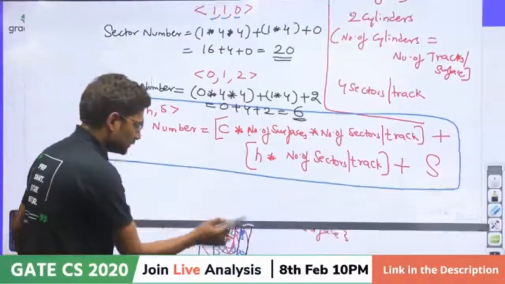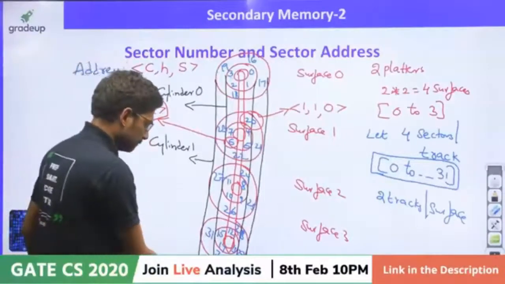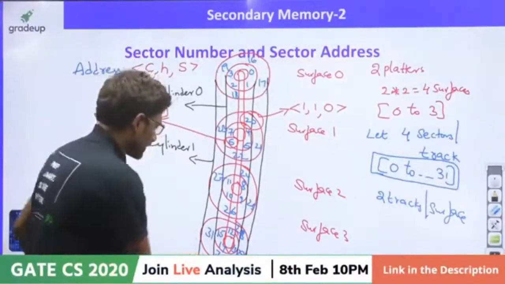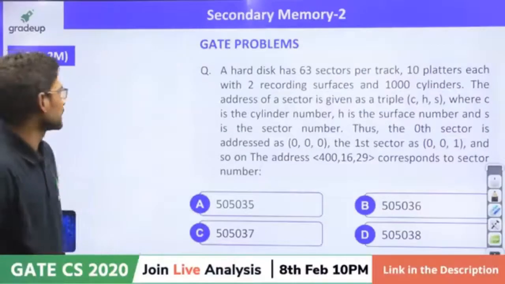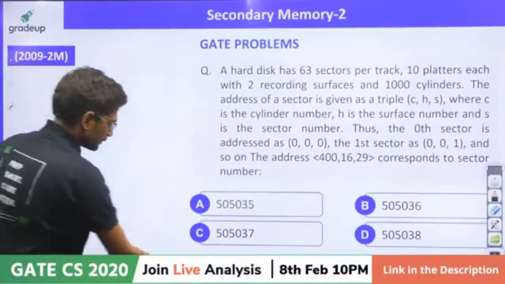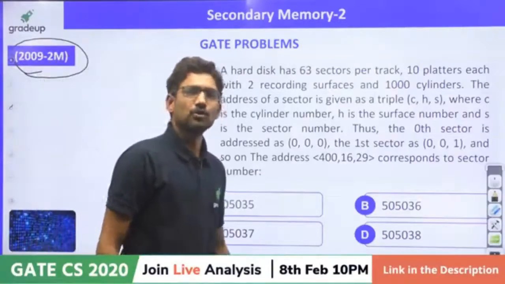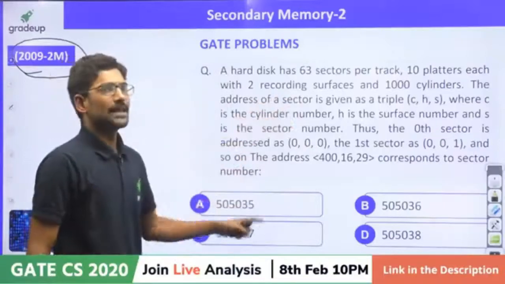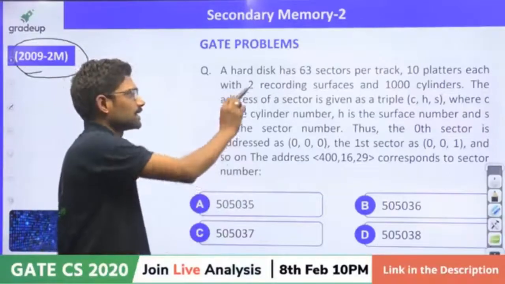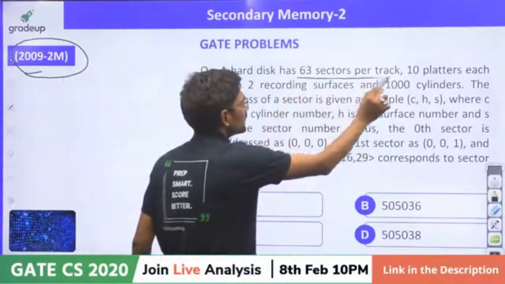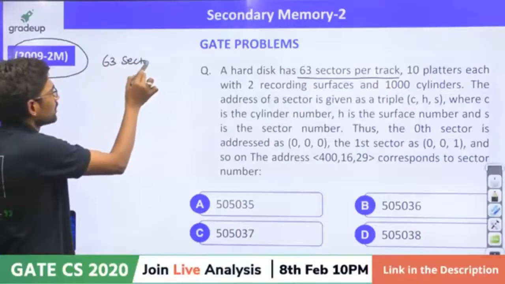Now it is your turn. I will give you one GATE question and you need to solve this question. This is the question from 2009. In the year 2009, for 2 marks, you got this GATE question. So try to extract the information. A hard disk has 63 sectors per track. So immediately make a note of the points.